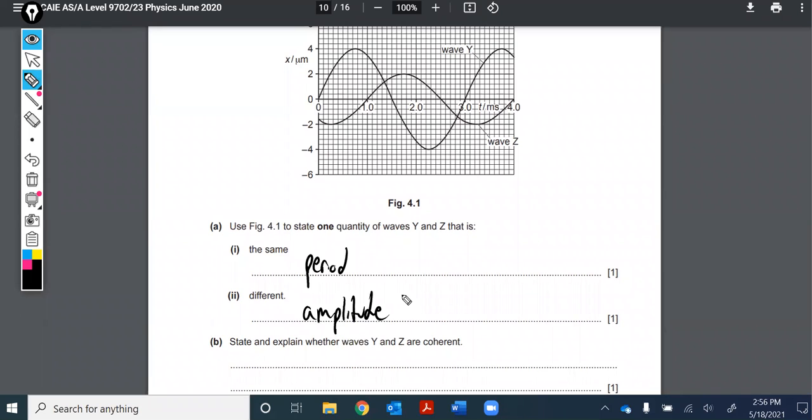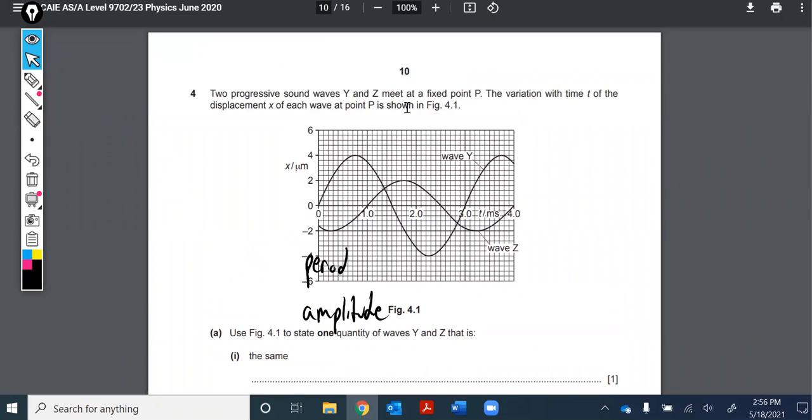Good. State and explain whether the waves are coherent. Well, they're both sound waves. They're both traveling in the same medium, and they have the same time period. Then they have the same frequency, right? We just do 1 divided by 3 milliseconds. We have the frequency, and we'd realize these have the same frequency. And so this is an example of coherent waves. Waves that have the same frequency and keep the same frequency are coherent.